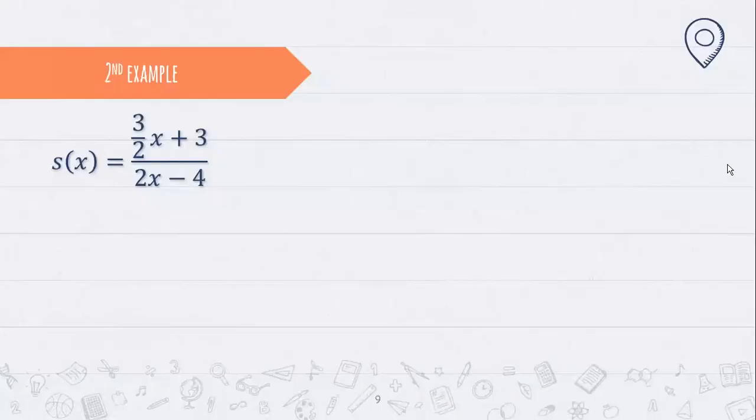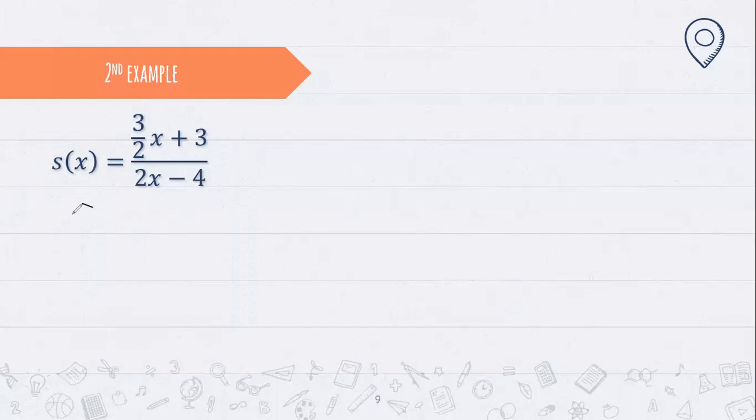Okay, our second example is S of x equal to 3 over 2x plus 3, all over 2x minus 4. Okay, ang gagawin po natin is, ayun, same din.